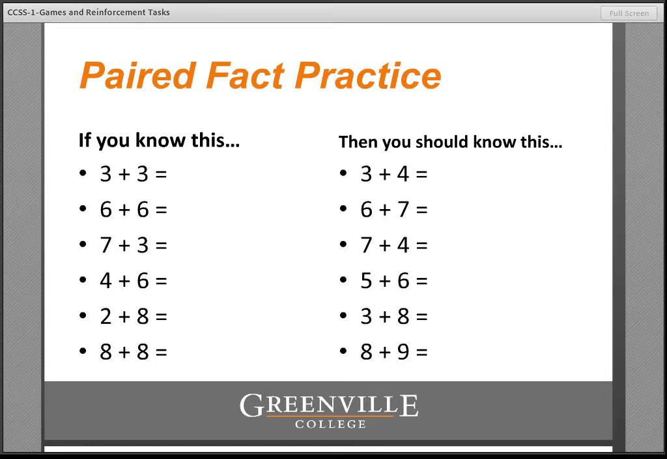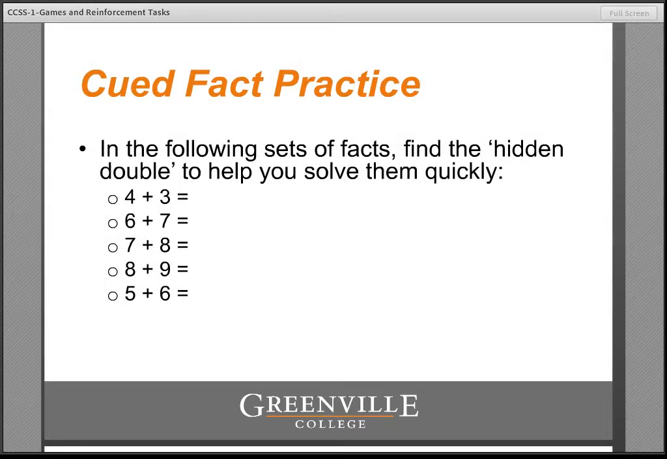This is where the anchor fact is actually provided for them. Then you can remove that scaffold and do what's called cued fact practice. And in this case, you give them a cue at the beginning. The anchor facts are not present. You just give them a cue, such as, I'm going to have you turn the page over that's in front of you. Your goal is to try to find a hidden double in each number and see if that helps you find the answer quickly.